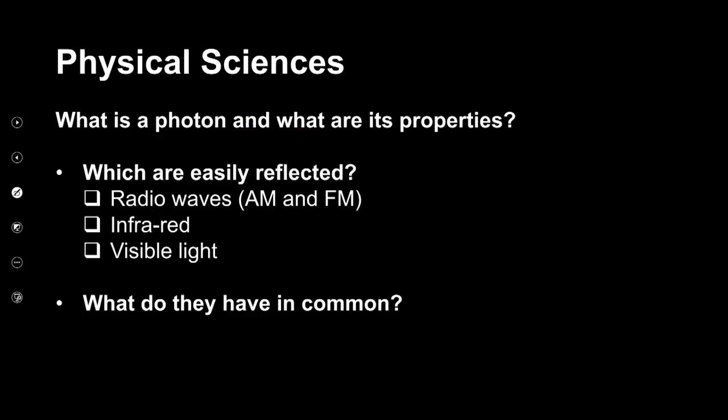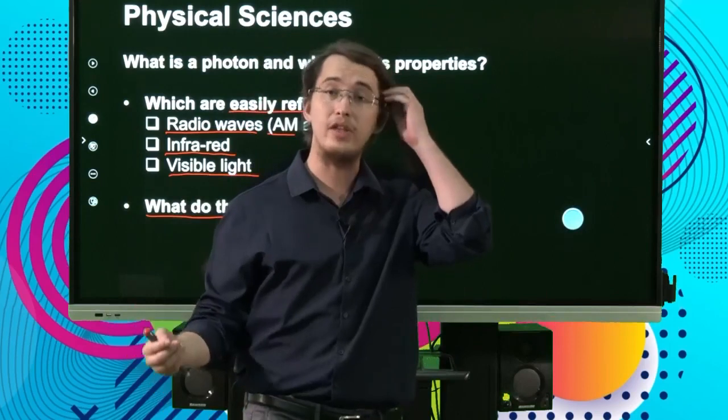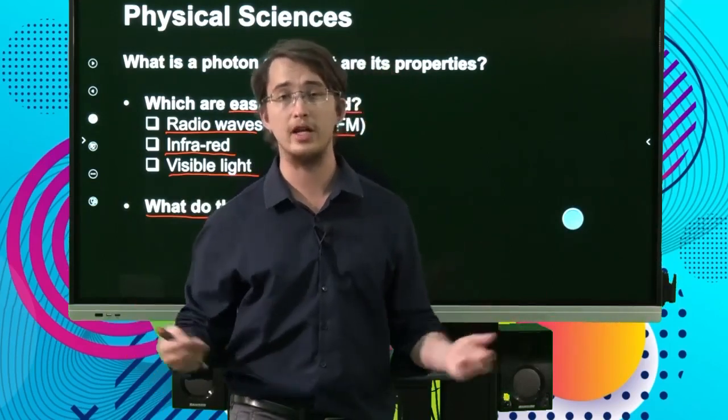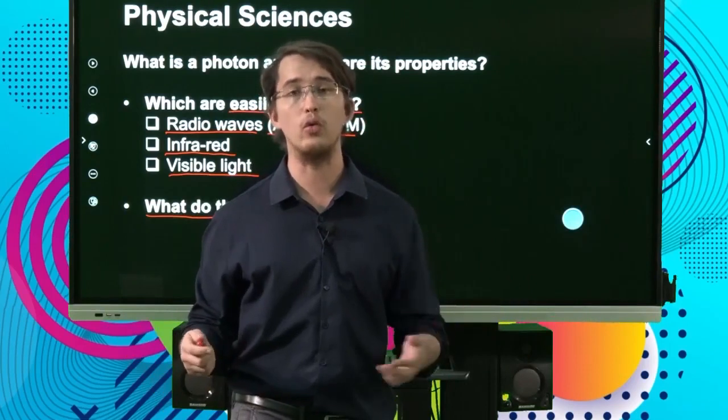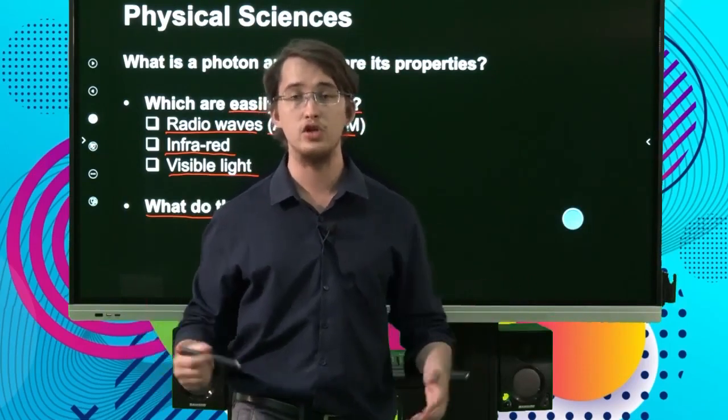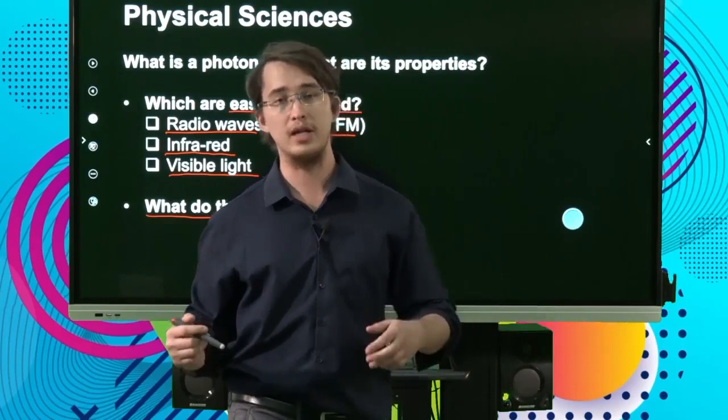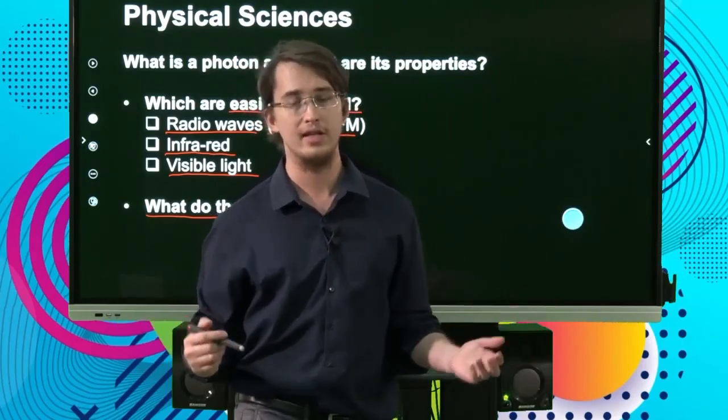So which photons are able to be easily reflected? Those photons of radio waves, both AM and FM radio waves, are easily reflected. So are infrared photons, as well as the photons of visible light. But what do these all have in common? What can you remember about these three types of electromagnetic radiation? Do you recall that all of these have the longest wavelength? Do you think there's some relationship here between the reflectiveness and the wavelength? Let's keep looking.